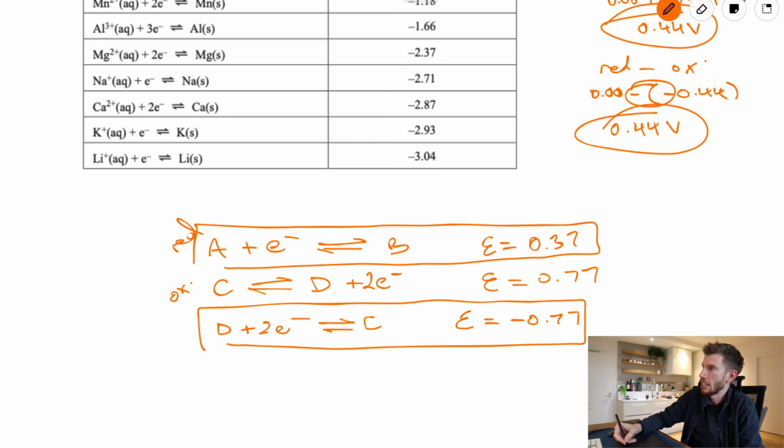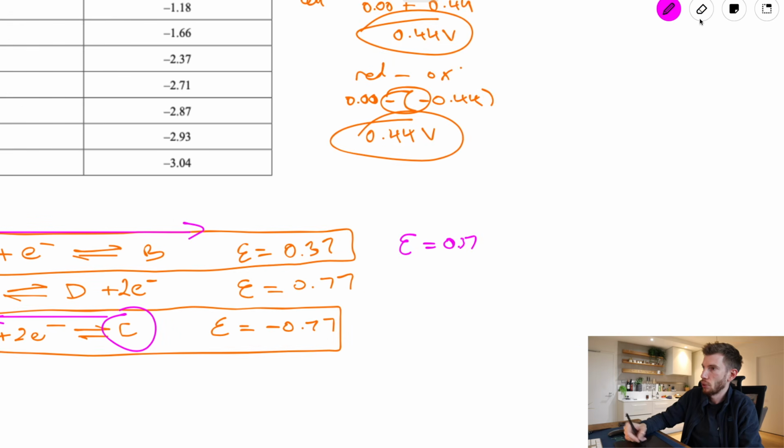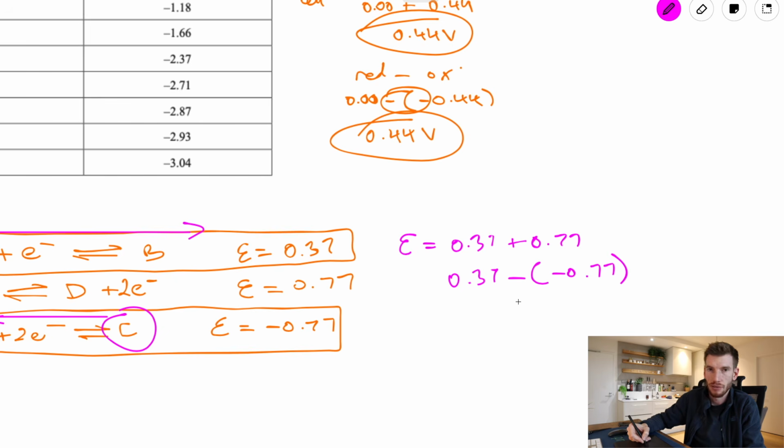So now we know the spontaneous reaction would be this one going forwards, left over right, this one going backwards, and therefore if this one goes backwards, we actually get positive 0.77. So E of the cell would be 0.37 from the reduction, and then plus 0.77 from the oxidation. Or you can think of it as 0.37 minus negative 0.77. They both give the exact same result, and then overall we're going to get 1.14 volts.